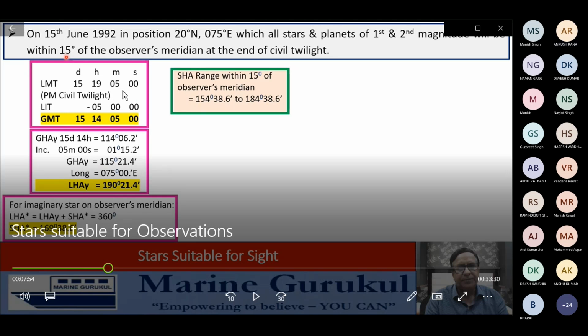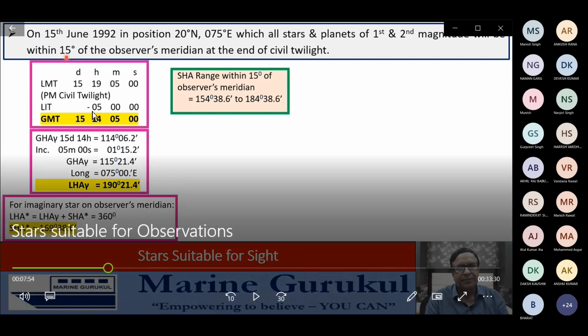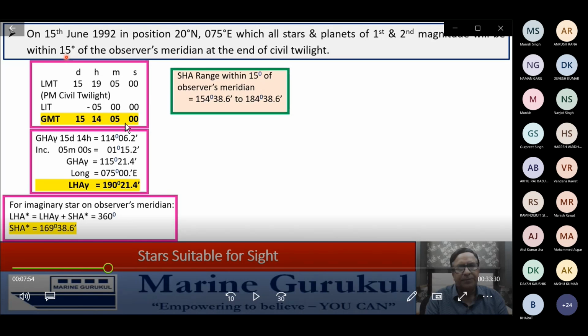So to this we apply our LIT. Our DR longitude is 75, so LIT would be 75 divided by 15, that is 5 hours. The longitude is east, and with longitude east, GMT is least, so that is why we subtracted. And we get the GMT of civil twilight as 1405. So up to here is clear, beta?